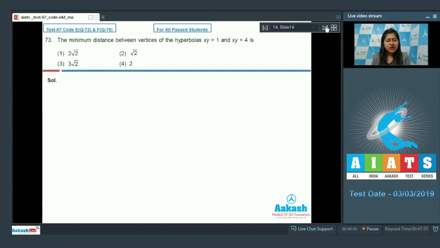Next is question number 73, which says that the minimum distance between the vertices of the parabolas xy equal to 1 and xy equal to 4 is.